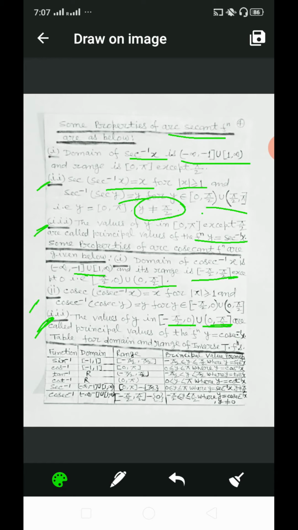Dear student, here the table is given for the domain and range of inverse trigonometric functions. You will read this.